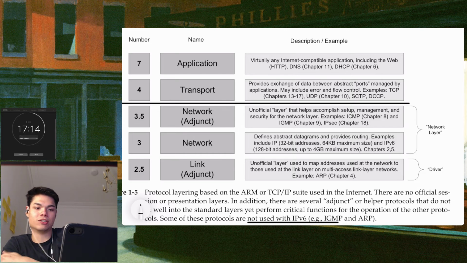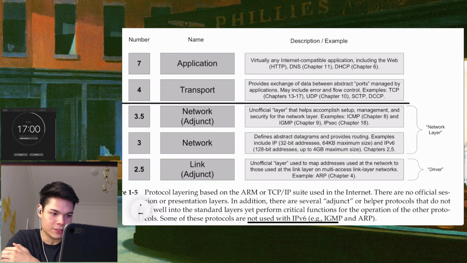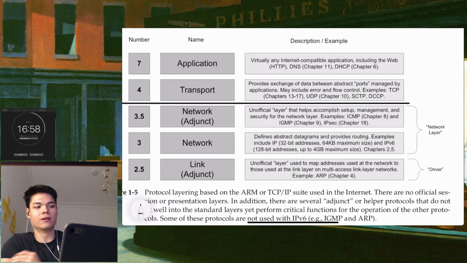And then once it goes out into the web, there's a bunch of stuff. There's the network adjunct layer and the network layer that does a bunch of stuff with IPs, right? With IPv6 and the 32-bit addresses and everything. And then you get down to the driver level, the link adjunct layer, and it uses MAC addresses so it knows where to go.